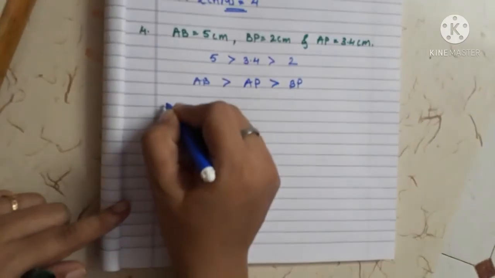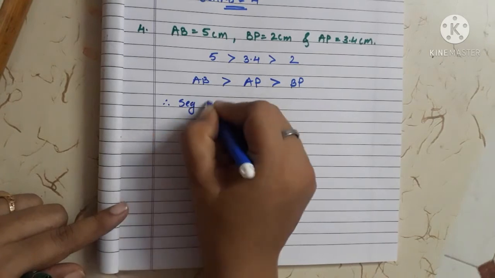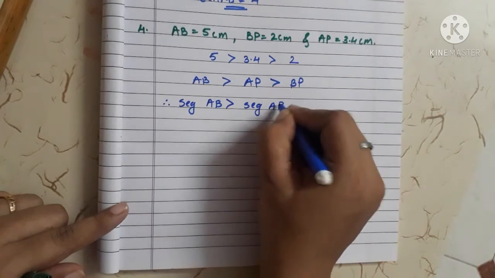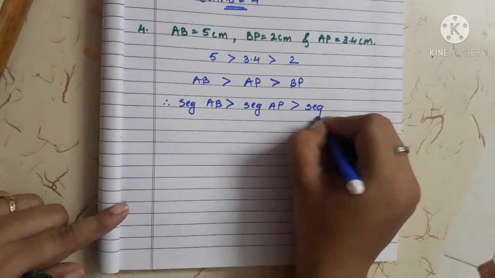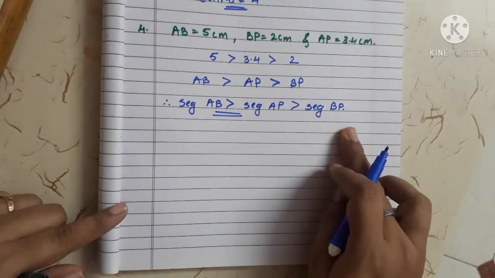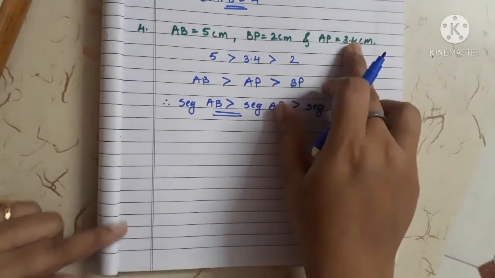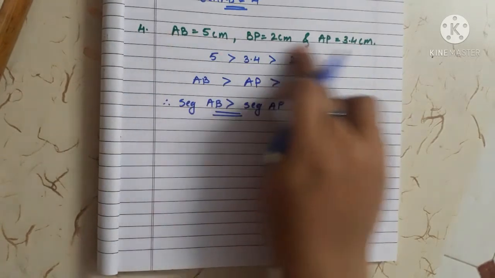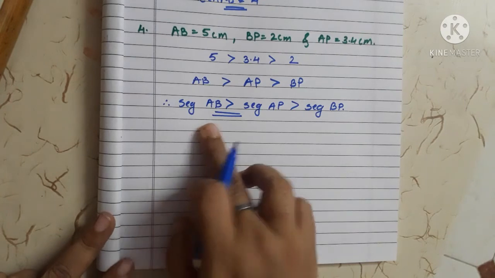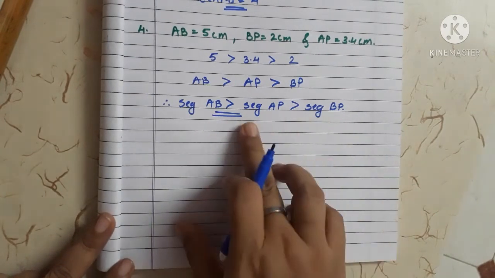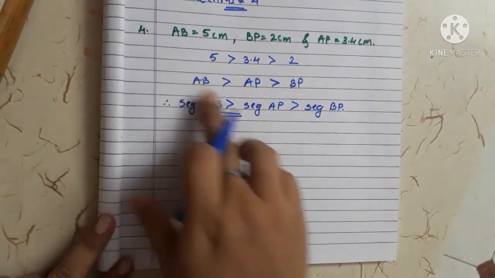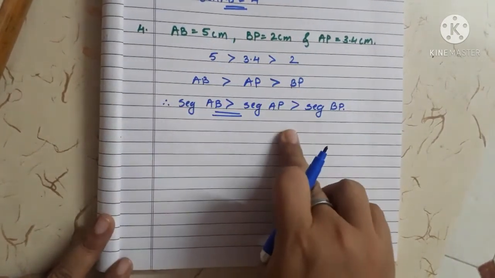Okay, so therefore we can say segment AB is greater than segment AP and AP is greater than segment BP. Okay, so this is our comparison of all the 3 measurements which are given to us, that is the segments. We have to compare the segments. So comparison means which segment is the largest and which segment is the smallest. For doing this, what we have done, first we have arranged the numbers and then just placed the names of those segments. So this is your answer.